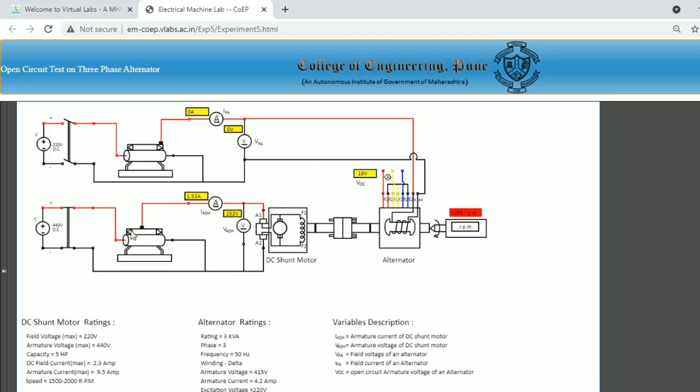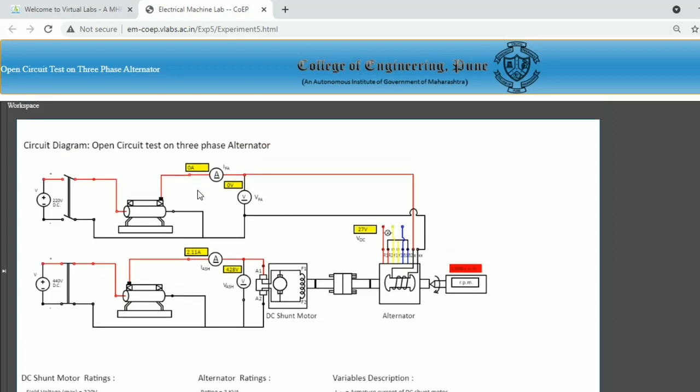Meanwhile, you can see the circuit connection. Here you see it almost reaches 1400 rpm. We are adjusting this variac and also setting the alternator to its rated speed.